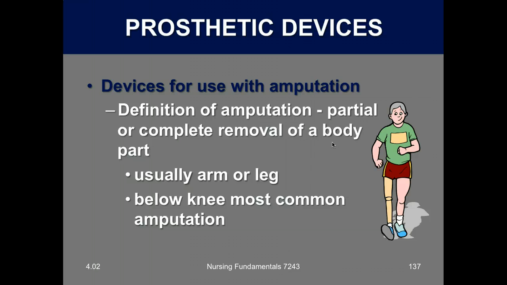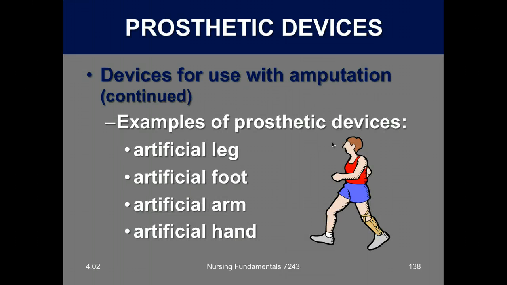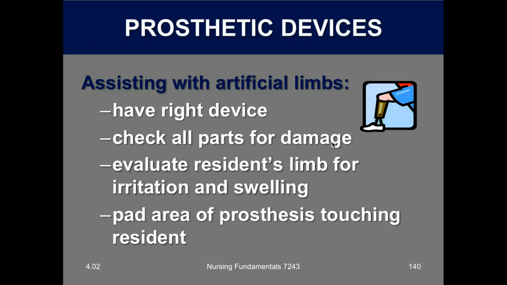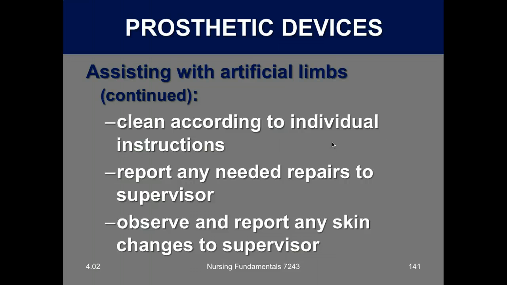So an amputation is a partial or complete removal of a body part. It's usually an arm or a leg. The below the knee is the most common, also called a BKA. Examples of prosthetic devices include artificial leg, foot, arm, and hand. Prostheses are fitted and made for each individual, must be handled with care and stored in an appropriate place when not in use. Make sure we have the right device, check all the parts for damage, evaluate the resident's limb for irritation and swelling, pad the area of the prosthesis when touching the resident, clean according to the instructions, and report any needed repairs to the supervisor.